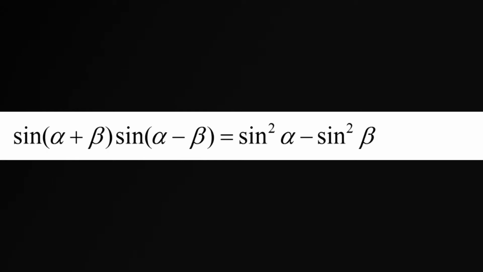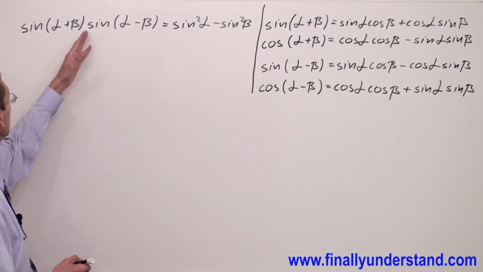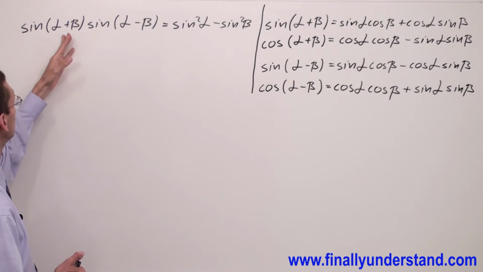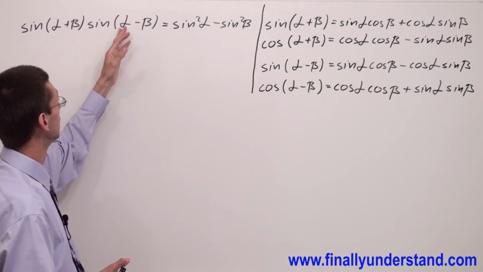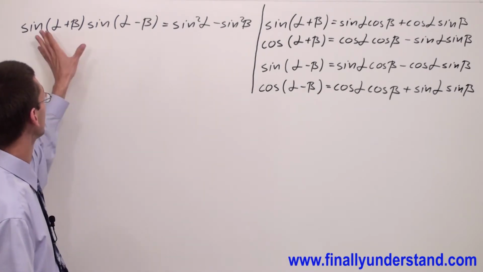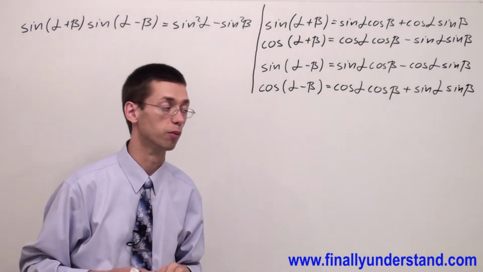Let's take a look at this example. Please notice that on the left side of this equation we have the product of the sine of the sum of two angles and sine of the difference of two angles. And of course I'm going to start from the left side because the left one is more complex.